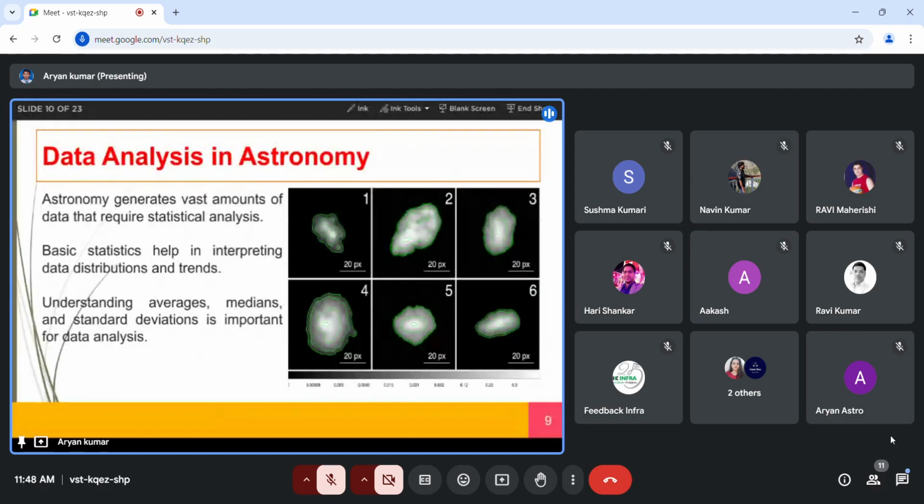So yeah, now moving to the next topic, which is data analysis in astronomy. So what is data analysis in astronomy? Astronomy generates vast amounts of data that requires statistical analysis. Basic statistics help in interpreting data distributions and trends. Understanding averages, medians, and standard deviations is important for data analysis. I think this needs to be explained.